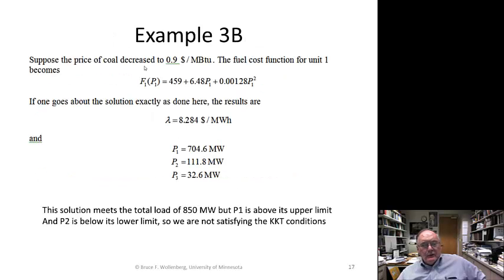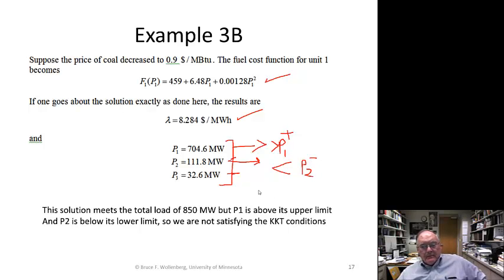Now, suppose the price of coal decreases to 0.9 instead of 1.1. Now I multiply the heat rate by 0.9 and I get this for the cost function. If I go about the solution exactly as I've done before, I get a much lower lambda, and I get these three generations. The problem here is that P1 is greater than P1 max. That's the trouble here, so let me put a greater than symbol. And P2 is below P2 min.